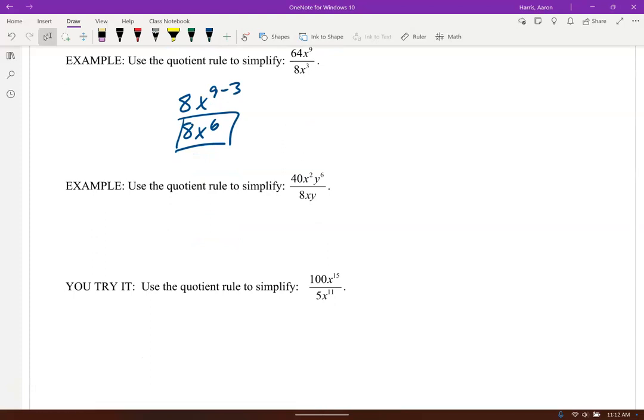Let's do it with multiple variables here. 40 over 8 gives us 5. x to the 2 minus x to the 1 on the bottom, and y to the 6 minus y to the 1 on the bottom. So we have 5x to the 1, y to the 5th.